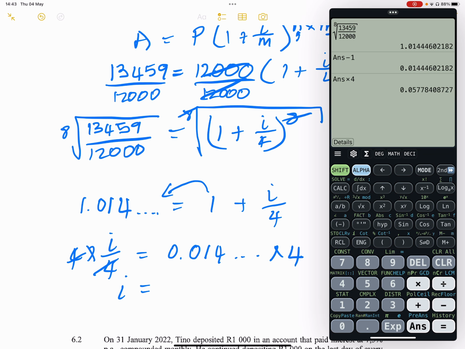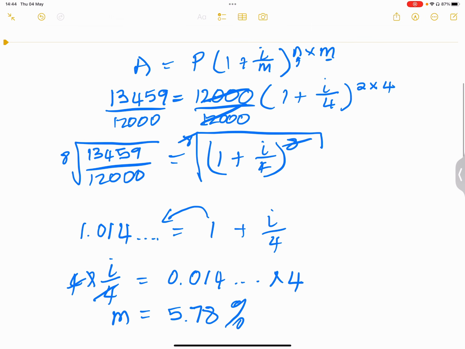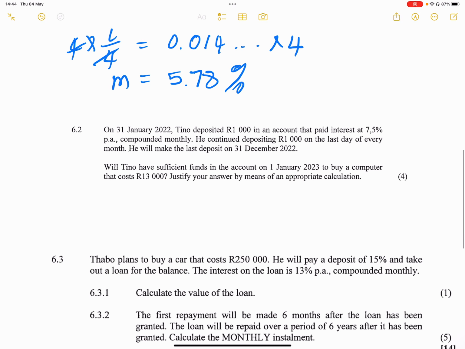I get a value of 0.0577. But remember, interest rate in this case is given as a percentage, so we still need to multiply that value by 100. And I get there, so m would be 5.78%. So that is what we'd get there. I hope that was clear.